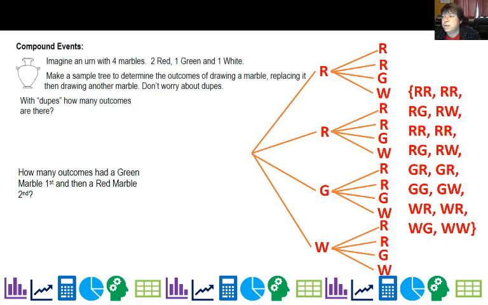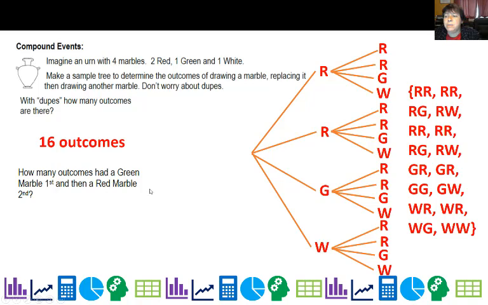It's very helpful to have the outcomes. I'm not too worried about dupes or which order. I'm just saying, here's red marble one, then you get red marble one. But this will help us illustrate the probabilities and how this works. All right, so with dupes, how many outcomes are there? If I count red and red as two different marbles, then I have 16 outcomes.